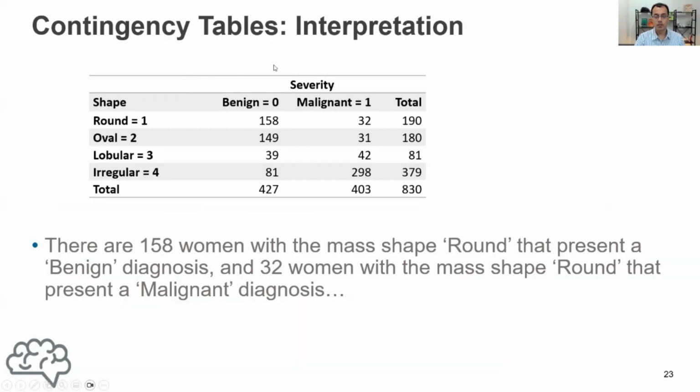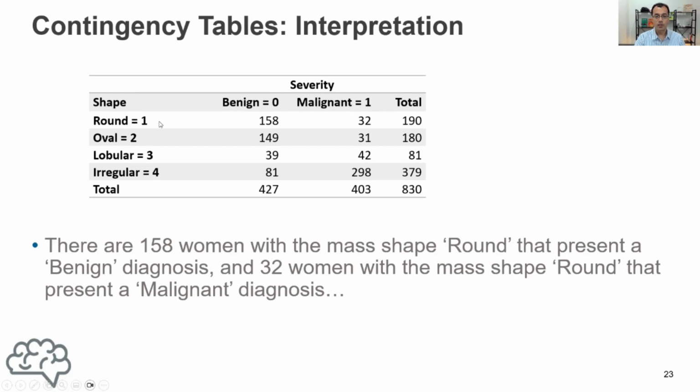To illustrate a contingency table, let's take again the case of the variable shape of the mammographic dataset. We've seen that shape can assume 4 possible values, and here I am disregarding the missing values. And what we have here is our target variable, which is severity, divided into benign or malignant. And the contingency table is presenting to us the frequency distribution of each possible value of the variable shape in relation to each of the possible values of our target variable.